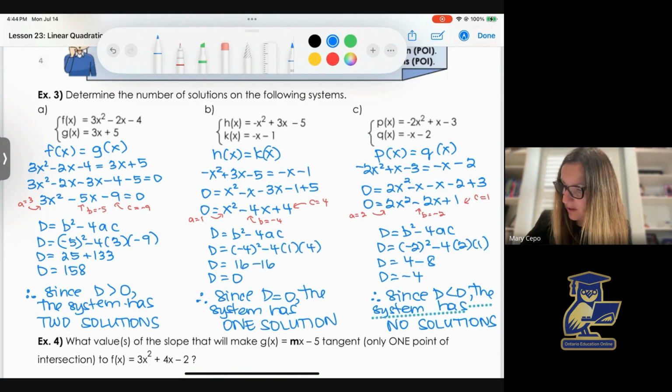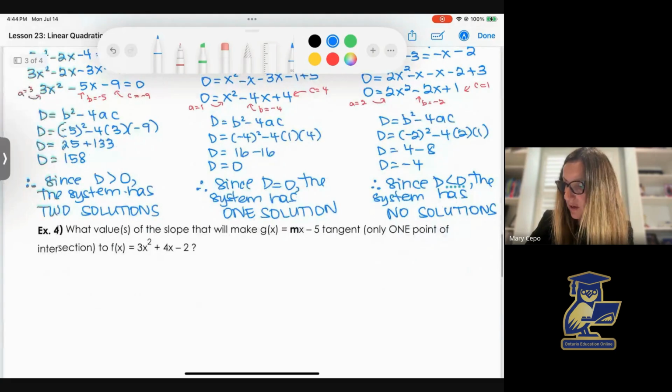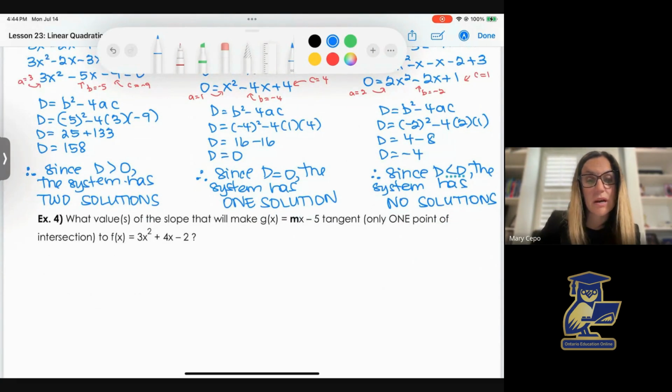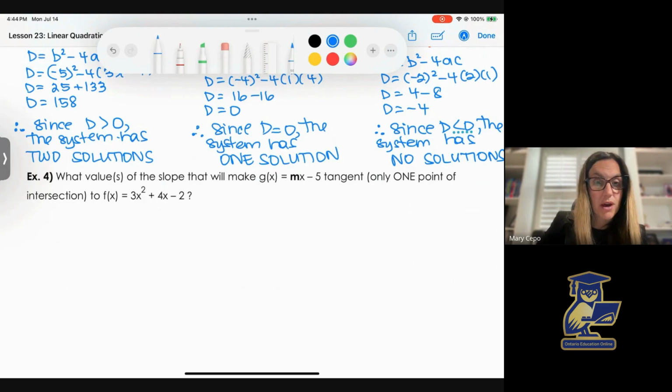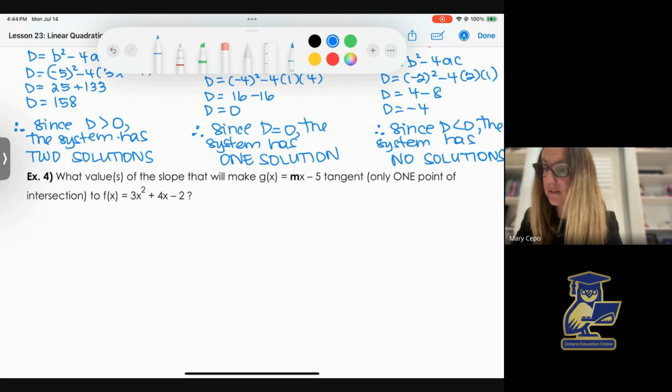So the discriminant tells us a lot about our linear quadratic system. It will tell us how many different solutions we have, whether it's 2, 1, or none. Okay, moving on to number 4, we have: what values of the slope will make g of x equal to mx minus 5 tangent, with only one point of intersection, to the following function f of x equal to 3x squared plus 4x minus 2. So that means if there's only one point of intersection, so one solution, we know that the discriminant has to equal 0.